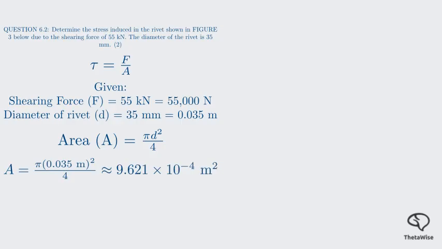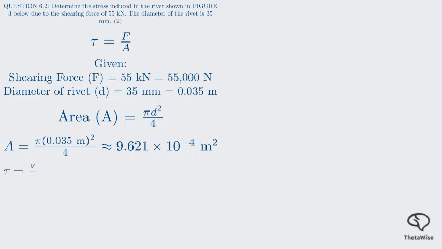Now we have the force and the area, so we can calculate the shear stress. Using our formula τ equals F over A, we substitute 55,000 newtons for F and our calculated area for A. The result is approximately 57,166,197 pascals. The answer in the memo is 57.165,857 MPa. Let's compare this with our result.